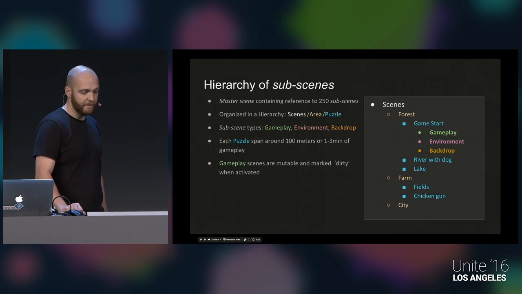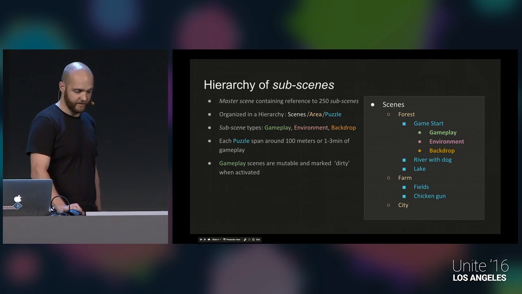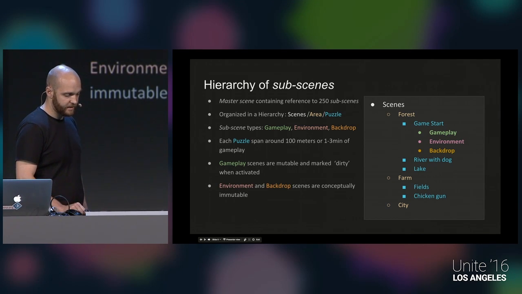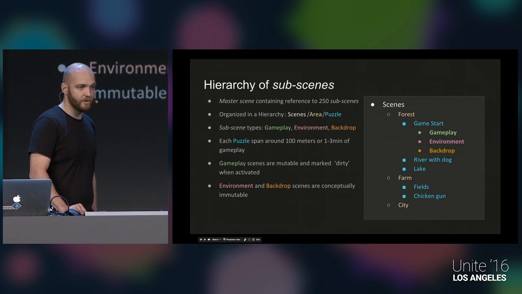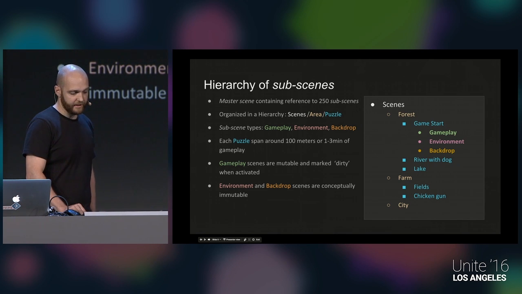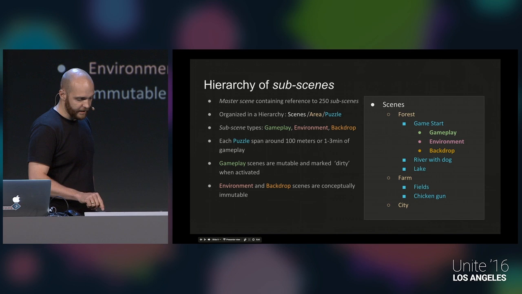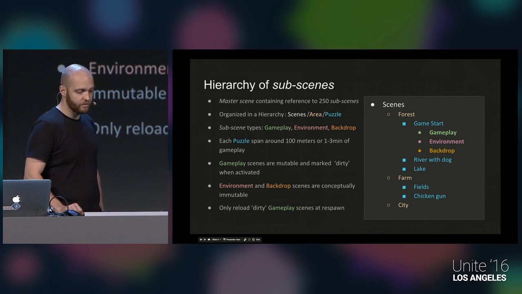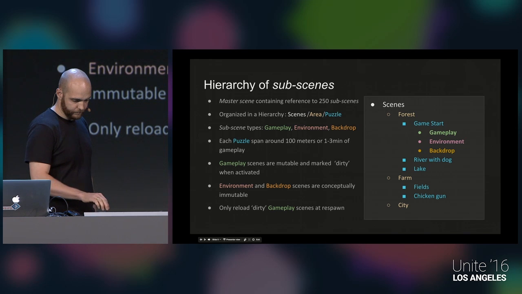And gameplay scenes are mutable, and they are marked dirty when they are activated. In contrast, environment and backdrop scenes are what we call conceptually immutable, and that means that even though a tree can wave in the wind, the state of that scene would always be consistent. So we utilize this to only reload the dirty gameplay scenes at respawn.